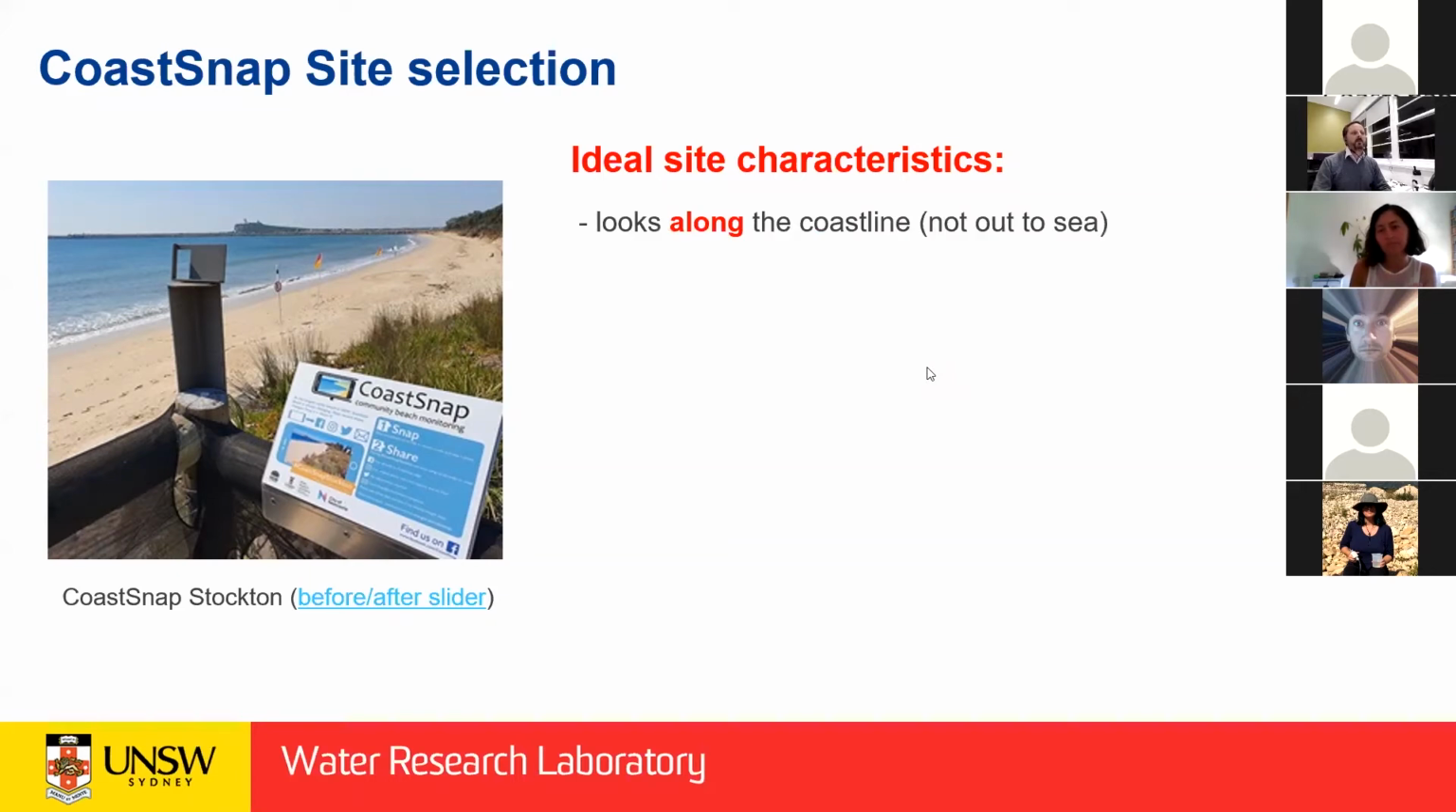So first of all, ideally what we look for is a site that looks along the coastline and not out to sea. The reason for that relates primarily to our shoreline mapping and rectification: the accuracy gets a lot better when you're looking along the coastline, as you can see in this photo here.